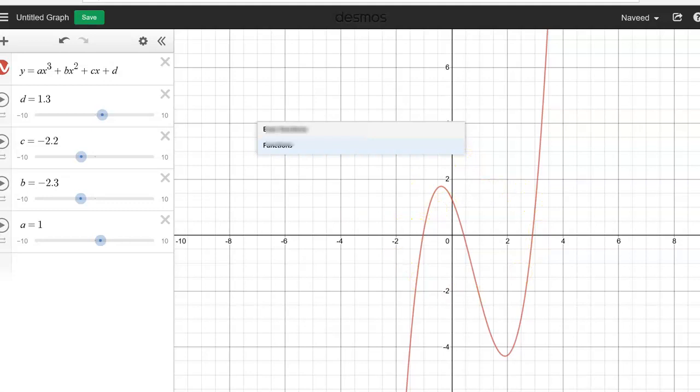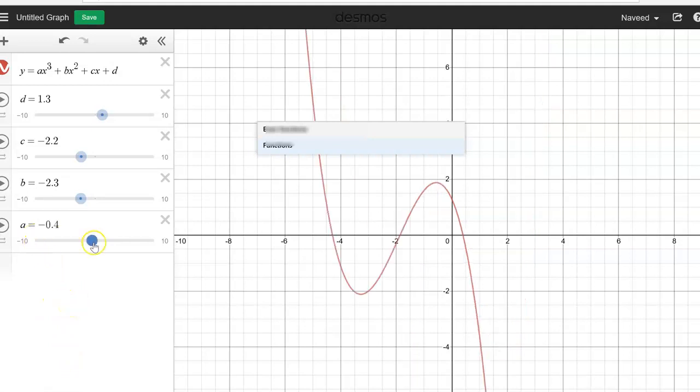Actually, one more thing before we do the notes. I want to make sure that you see what happens if a is negative. So look, it's negative, like a negative 0.4, but it doesn't matter. You can see what has happened now. The end behavior has changed.